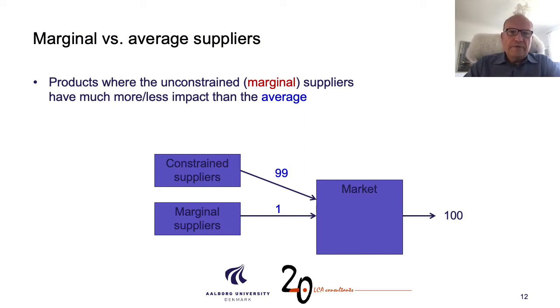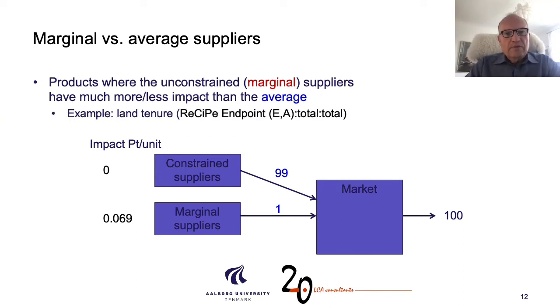If there is a large difference between the marginal and the average suppliers, then we will see big differences in the results between the attributional and consequential versions. The example here shows a market which is supplied 99% from constrained suppliers and only 1% from marginal suppliers. If the impact of the marginal suppliers is much more important than the impact from the constrained suppliers, then you will see a result that is very different. The example I'm giving here is for land tenure using the recipe endpoint totals. So the points are recipe endpoint totals.